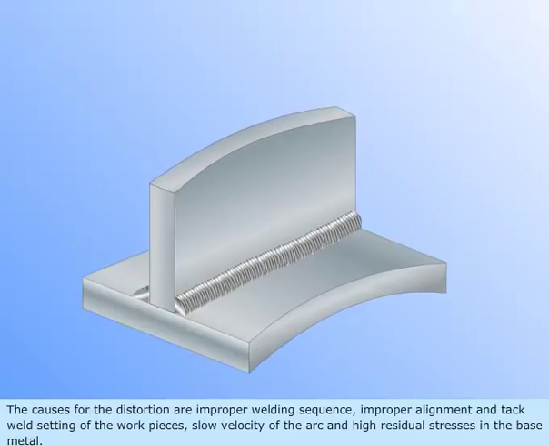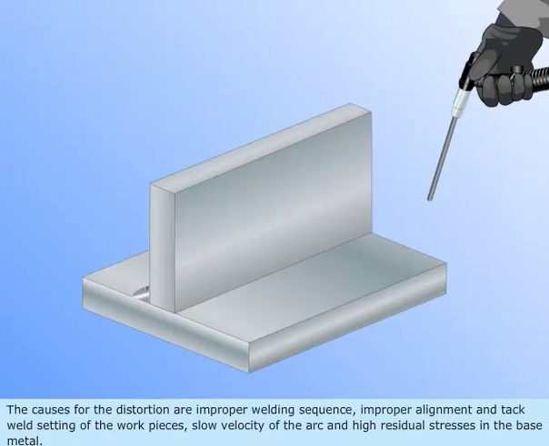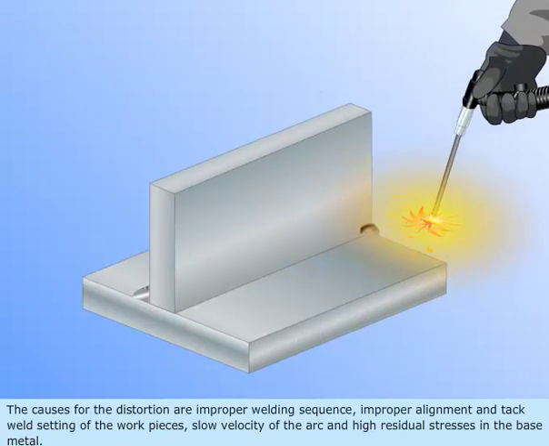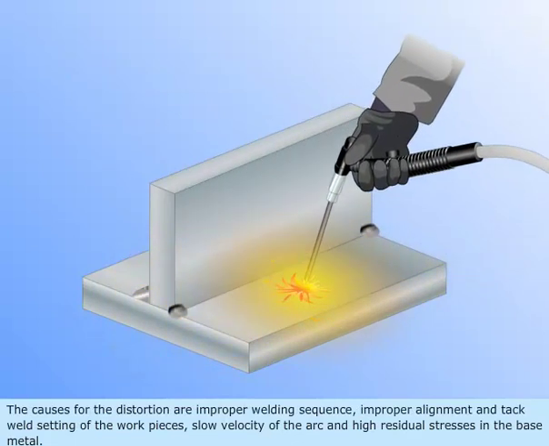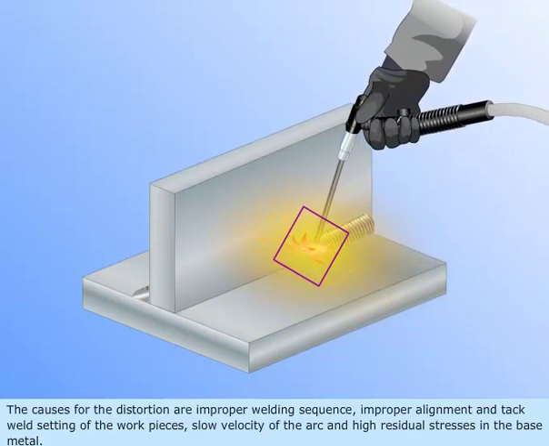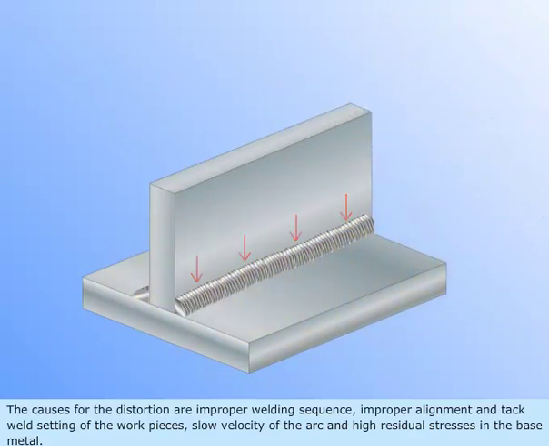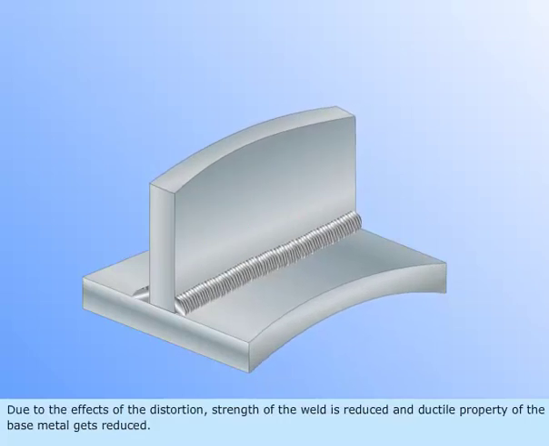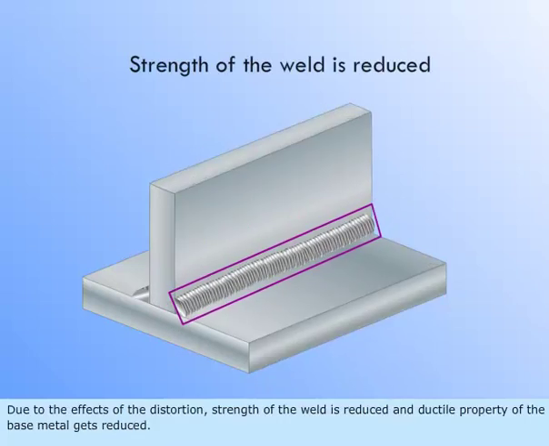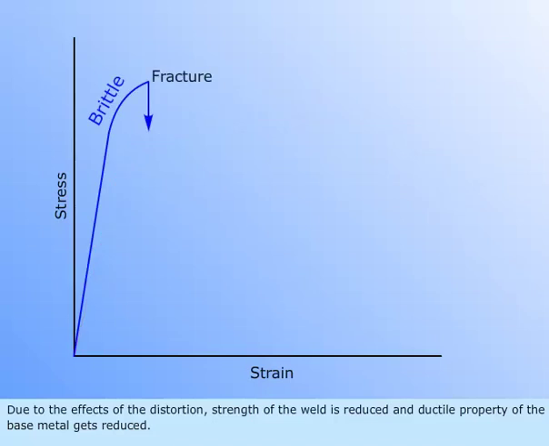The causes for the distortion are improper welding sequence, improper alignment and tack weld setting of the workpieces, slow velocity of the arc and high residual stresses in the base metal. Due to the effects of the distortion, strength of the weld is reduced and ductile property of the base metal gets reduced.